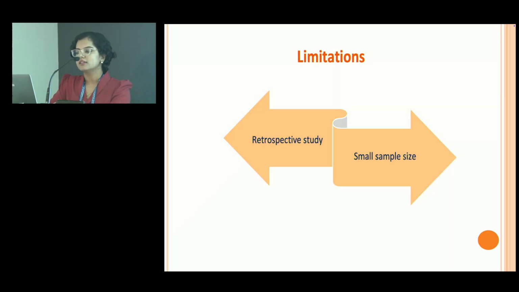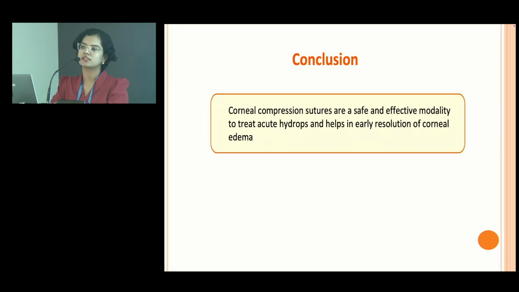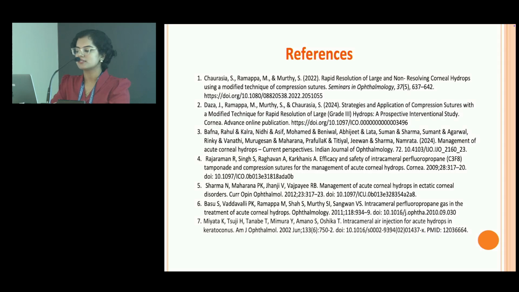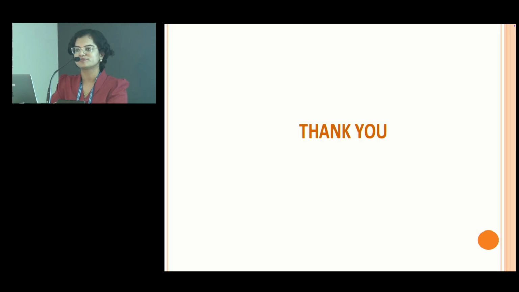Limitations of our study. This is a retrospective case study, and also the sample size is small. Thus, we can conclude that corneal compression sutures are a safe and effective modality to treat acute hydrops and help in early resolution of corneal edema, and thus this can widely be employed with good surgical practice and expertise. These are my references, and thank you.